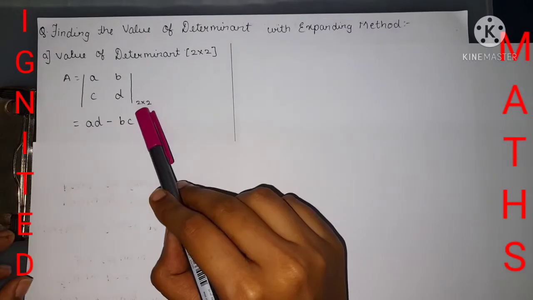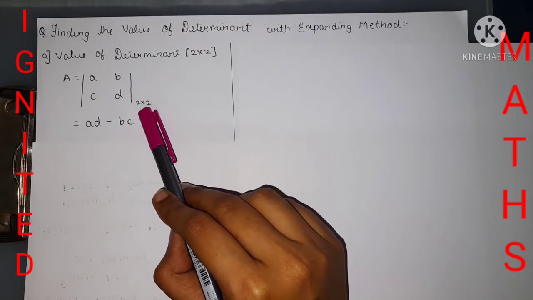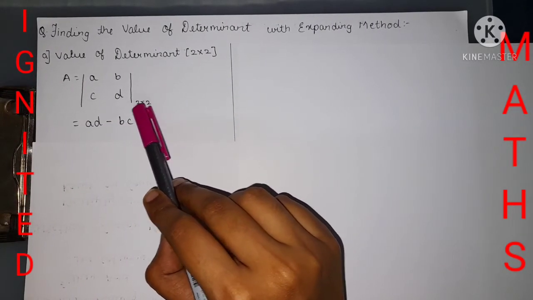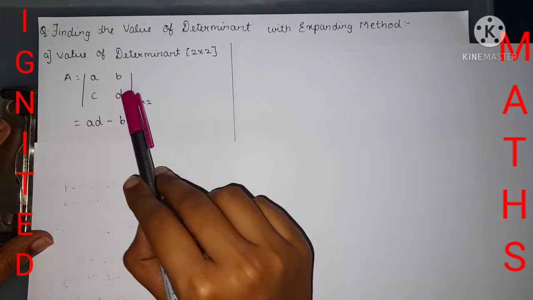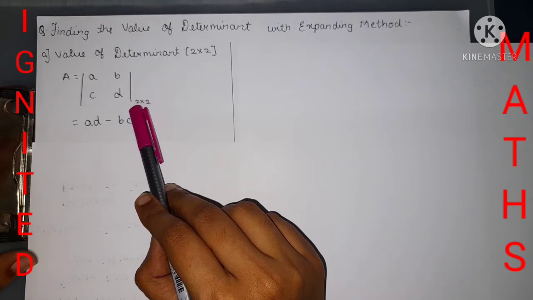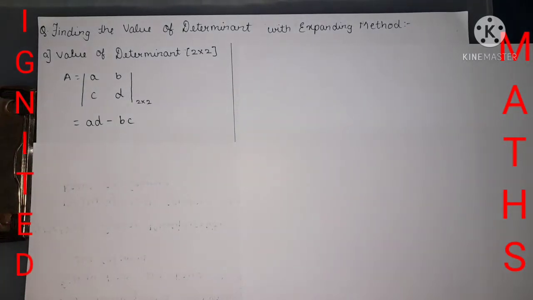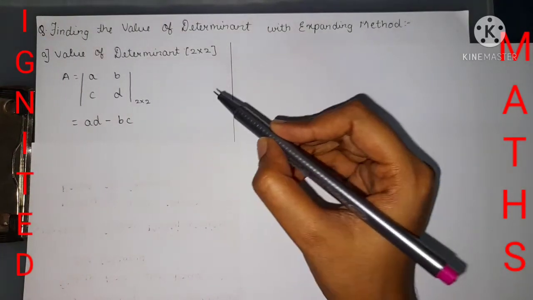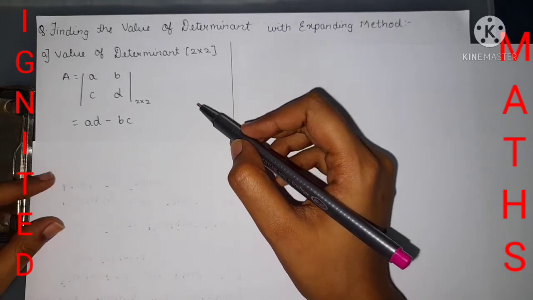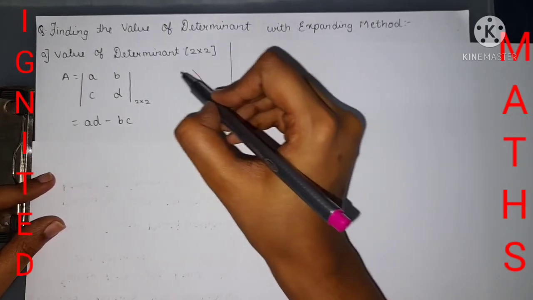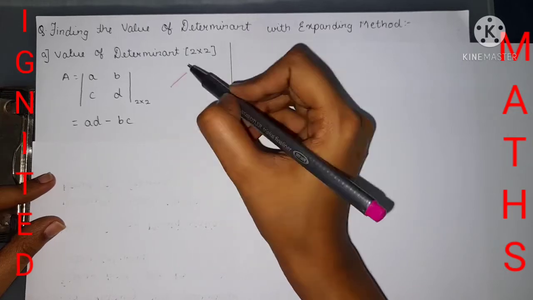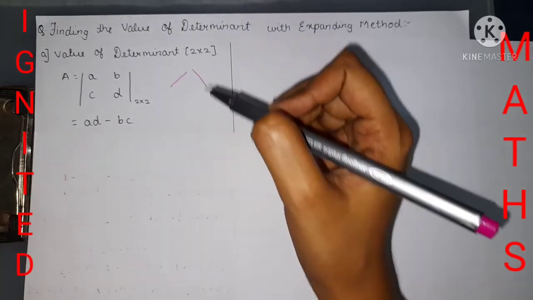We need to clear the concept of order first of all, because 2 cross 2 is row cross column. 2 cross 2 is nothing but row cross column because it contains 2 rows and 2 columns. And to find the value of the determinant you need to clear the concept of diagonal element. A diagonal element is nothing but the slant element. Okay, slant element. This is the diagonal element, right? This is the diagonal element, this is the diagonal element.